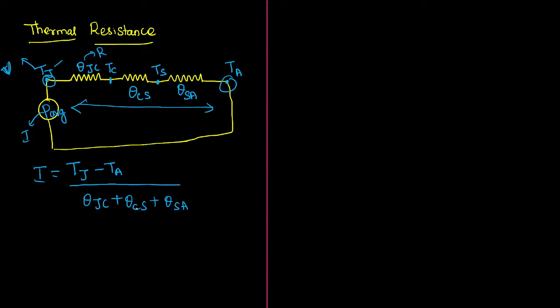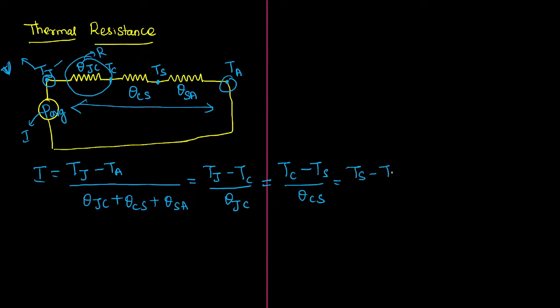Okay sir, this current can also be expressed in terms of individual resistors. If you know the voltage drop across one resistor, then also you can find the current. How will you do that? Find the potential difference, the temperature across the junction and the temperature across the case, divided by the resistance between junction and case. Or you can find the potential difference between case and sink and divide it by the resistance between those two terminals. You can also take sink to ambient and divide by the sink to ambient resistance. So there are many ways to calculate this, and the total resistance will be the sum of all these.